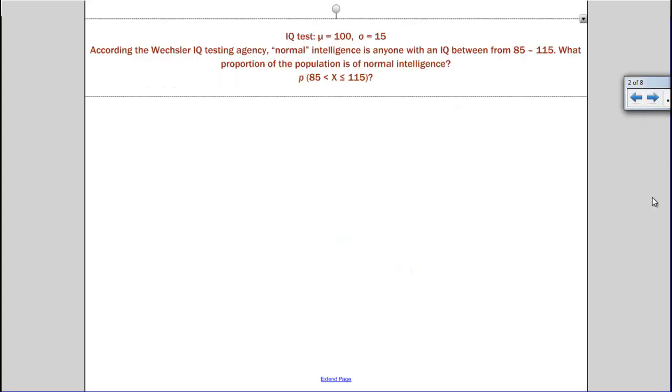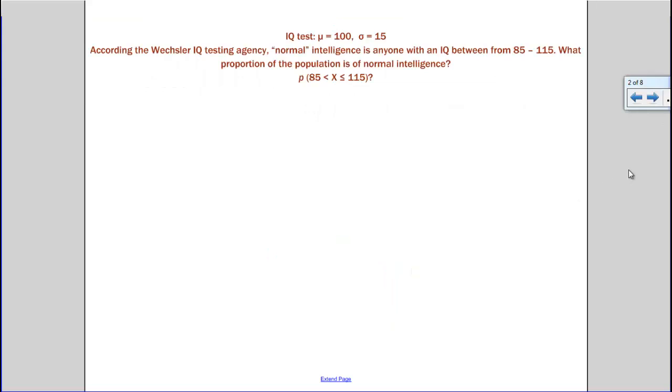So here's our first example. An IQ test has a standardized mean of 100 and a standard deviation of 15. And according to the Wechsler IQ testing agency, normal intelligence is anyone within one standard deviation of the mean. So anyone from 100 minus 15, or 85, to 100 plus 15, or 115. What proportion of the population is of normal intelligence?